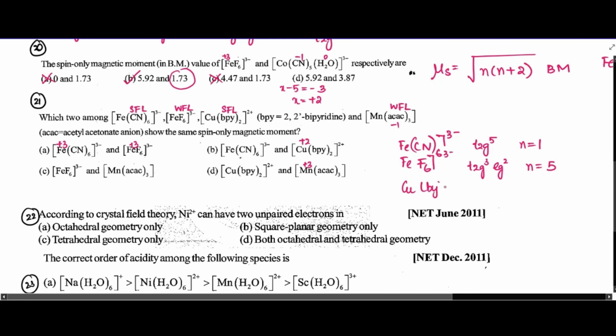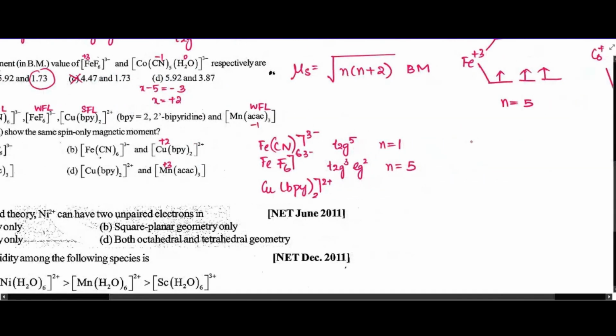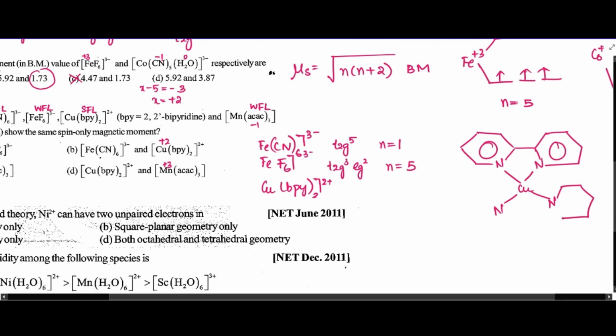Copper bipyridine twice, 2 plus. So copper 2 plus. Okay, what is bipyridine, by the way? If I draw bipyridine, it is like this. This is bipyridine. So if there are two bipyridines, one like this and one like this, with copper in the center. This is what the structure is.